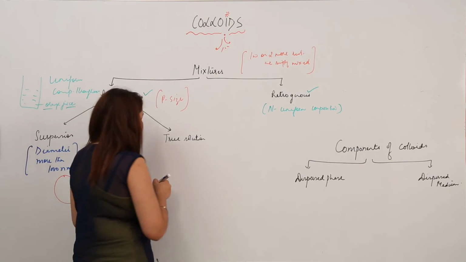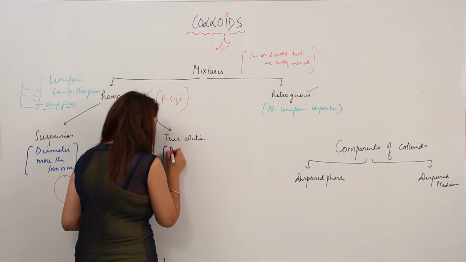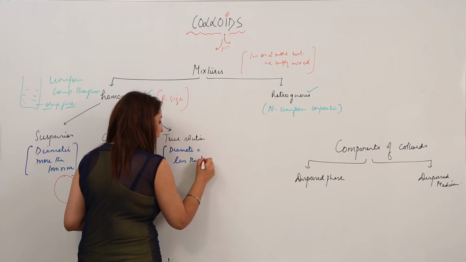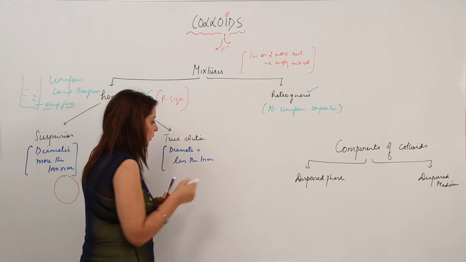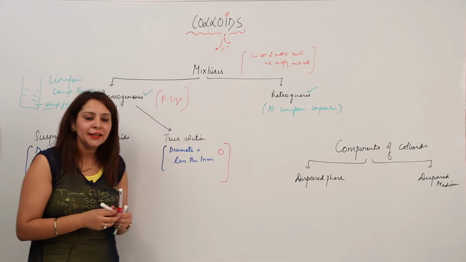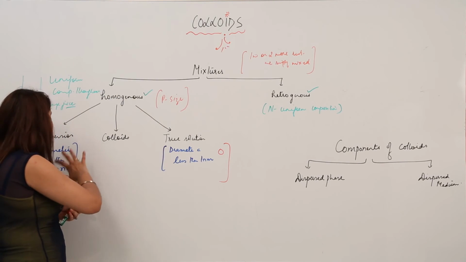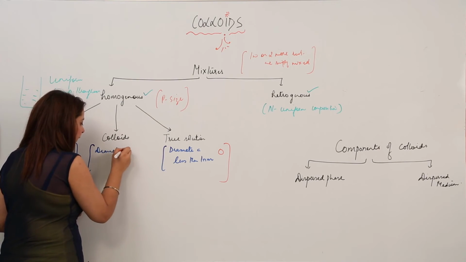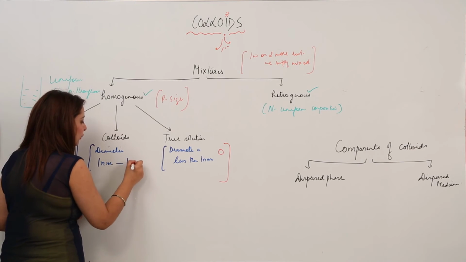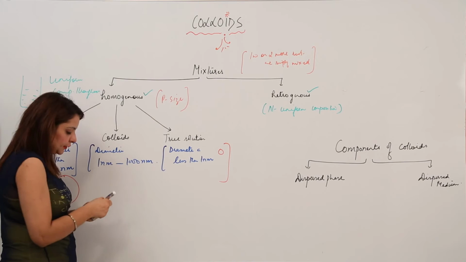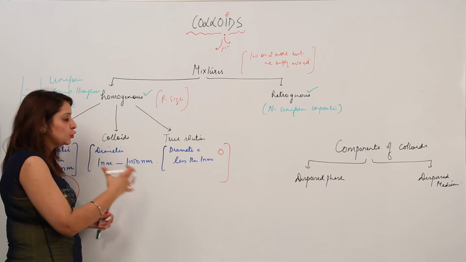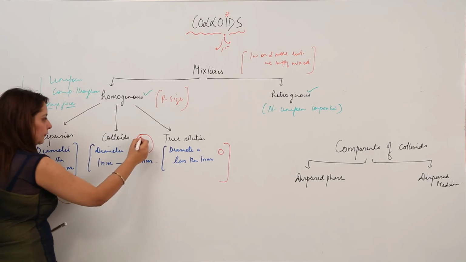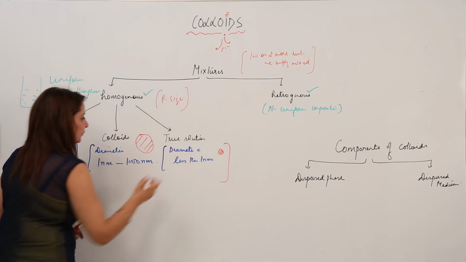When we talk about true solution, the diameter of a particle is less than 1 nanometer. So that means it is too small. And when we see for colloids, they lie between the suspension and the true solution, the diameter being between 1 nanometer to 1000 nanometer. So their size is between the big suspension and the small true solution.